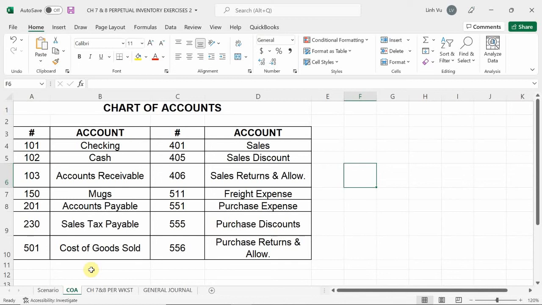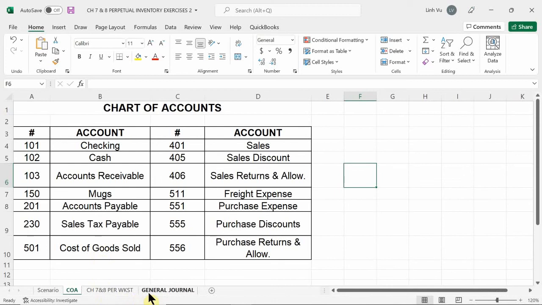So in this case, you want to use mugs, account 150. What about how do I pay for it? Mugs is the account for the inventory, but how did I pay for it? Purchase expense? No. How did we pay for it? Did they say on an account? So checking? Not checking. Accounts payable, because we owe them money. So here, account number 150 and 201.